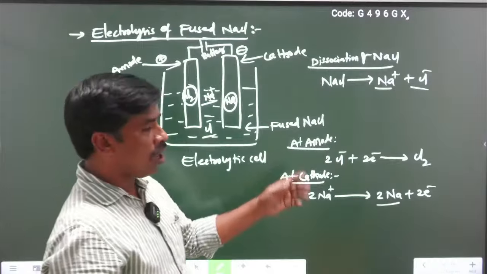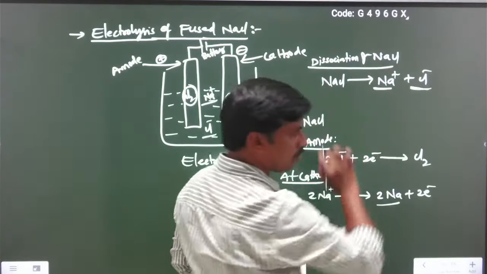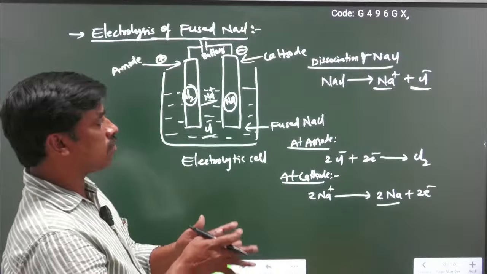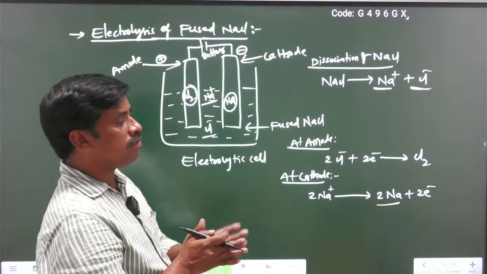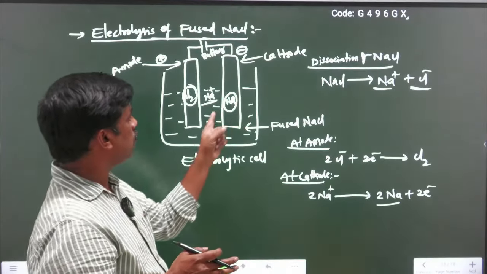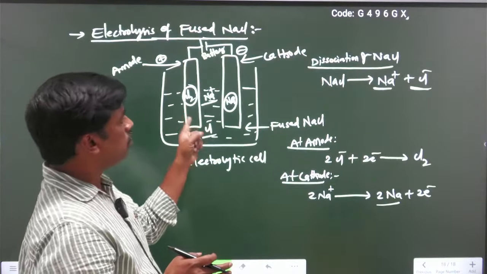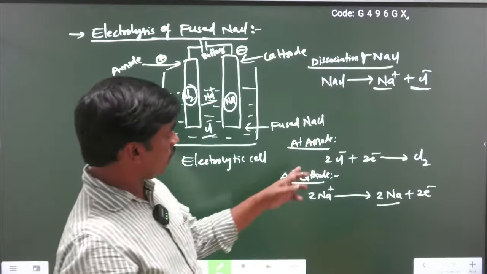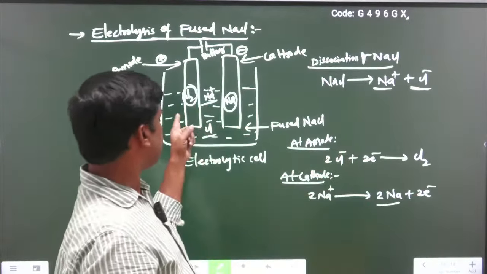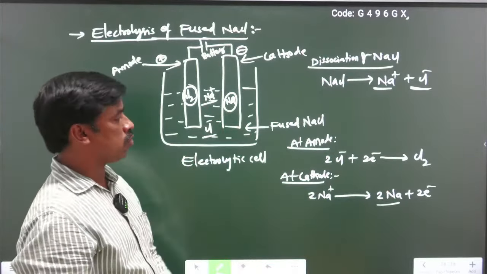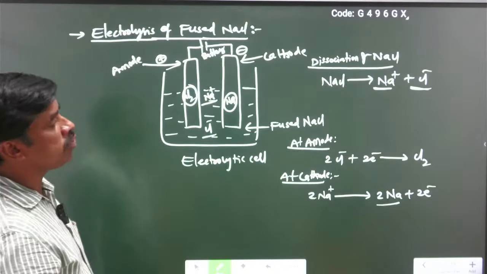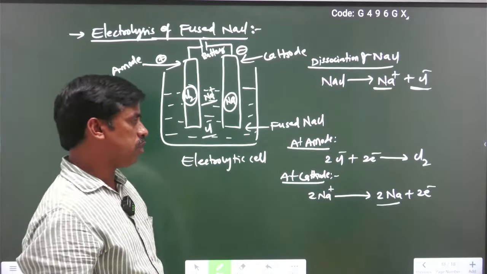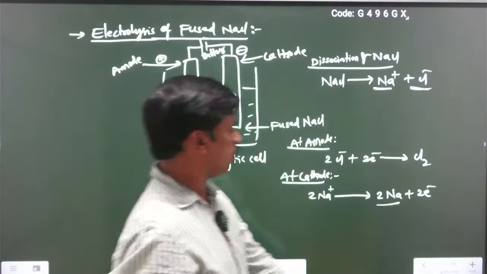After dissociation of NaCl, Na+ and Cl- ions are produced. These ions move towards oppositely charged electrodes: the Na+ ion moves towards the cathode and the Cl- ion moves towards the anode. After the anodic and cathodic reactions take place, chlorine gas is liberated at the anode and sodium is deposited at the cathode. This is the electrolysis of fused sodium chloride, very important from the examination point of view.